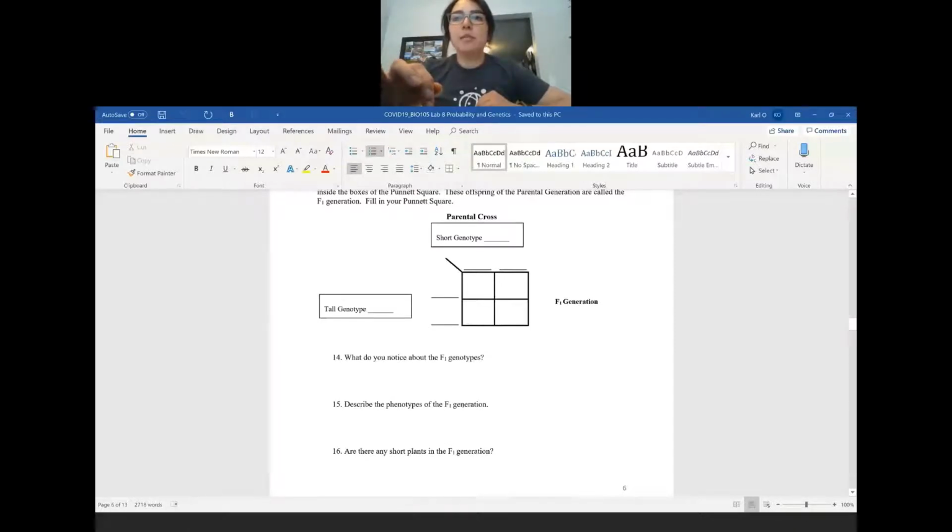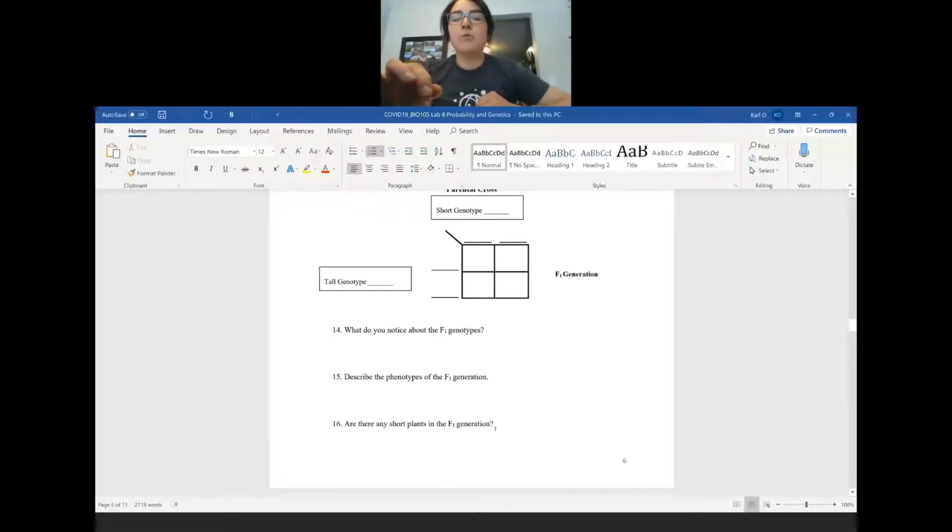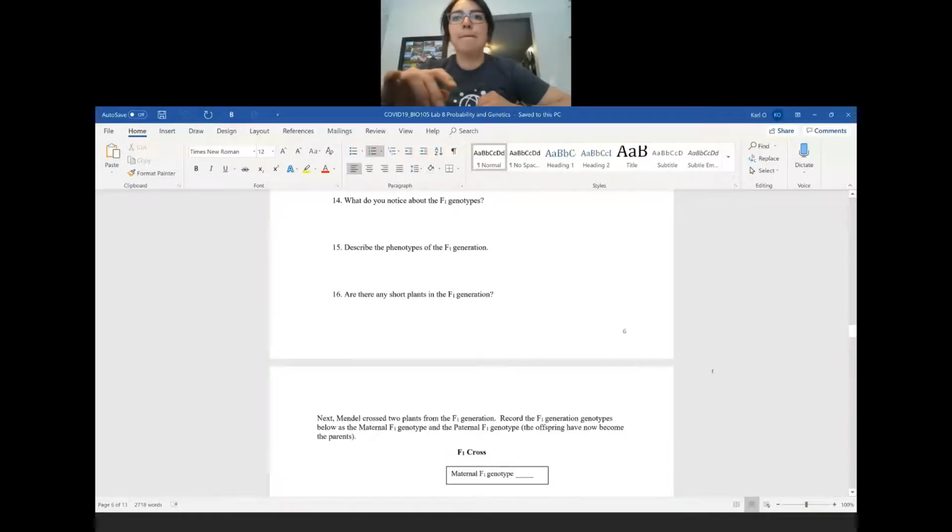The F1 phenotypes are going to be all tall because a heterozygous individual is going to have that dominant phenotype. So a tall phenotype here for the F1 generation. And are there any short plants in the F1 generation? No, we don't have any short plants in that generation.